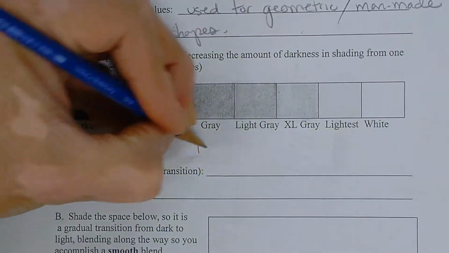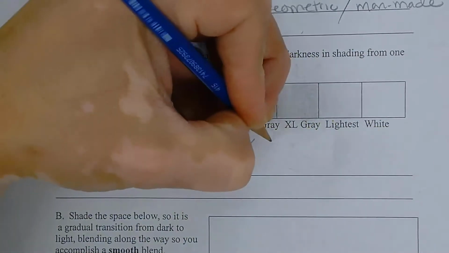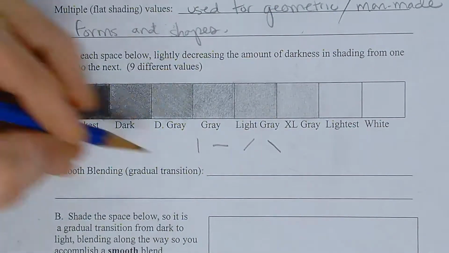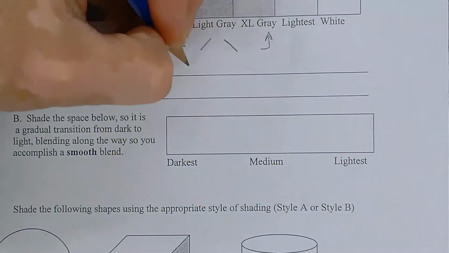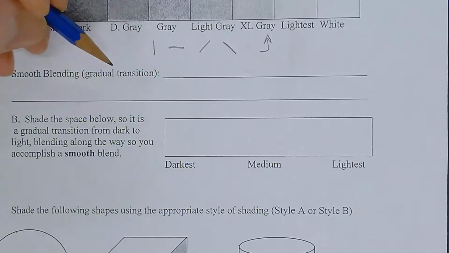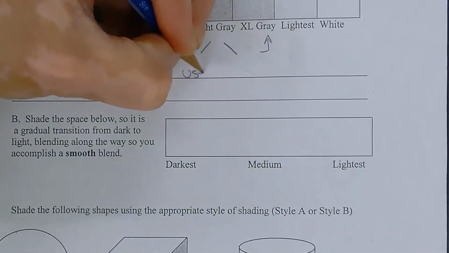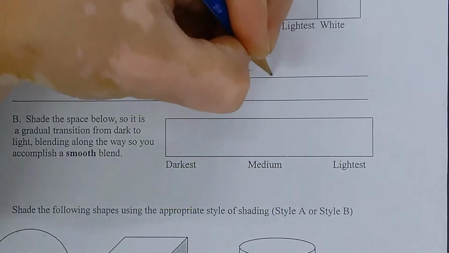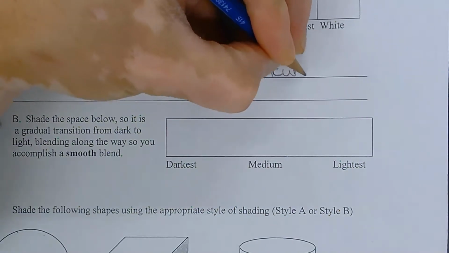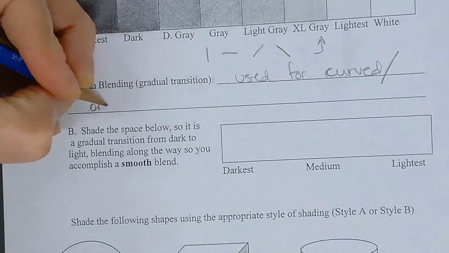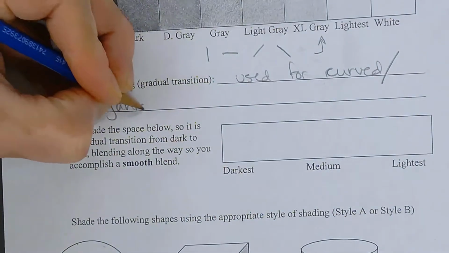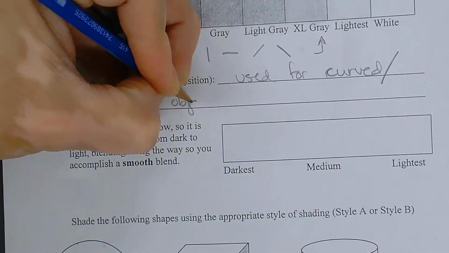So before we talked about using vertical, horizontal, and diagonal lines to shade this kind of shading, flat shading. For this next one, it's a gradual transition. Let's go back to this. Smooth blending is used for curved, organic objects.